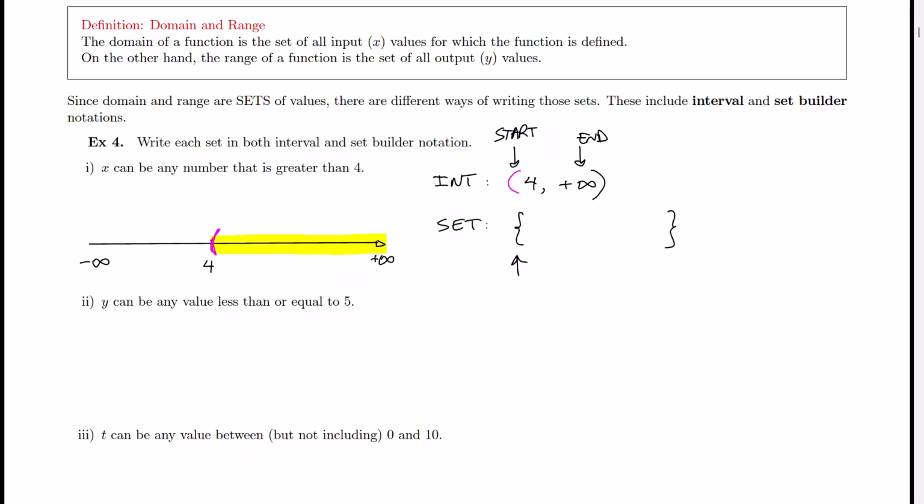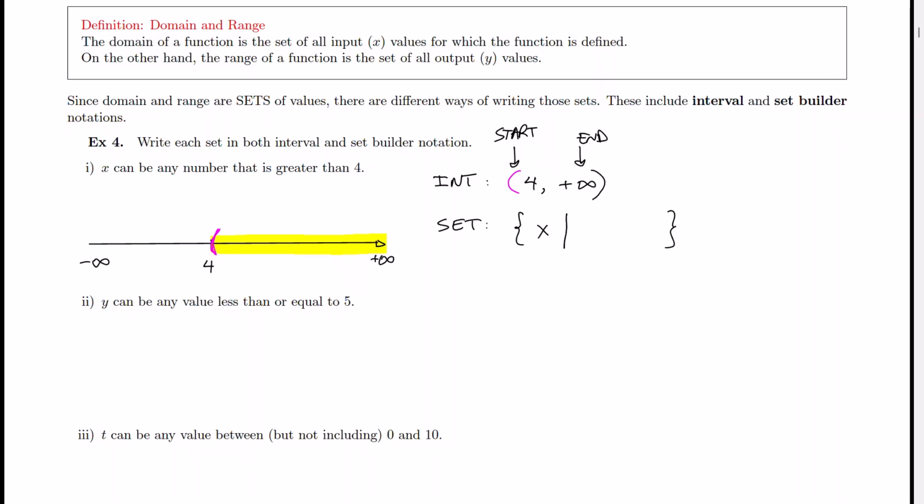So this indicates that we're dealing with a set. And what's a set in math? It's basically a collection of things. In this case, we're dealing with numbers, so it's a collection of numbers. And because we're describing that x is any number that is greater than 4, we're going to write x first, referring to the variable we're working with.